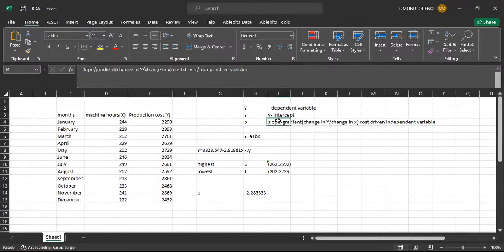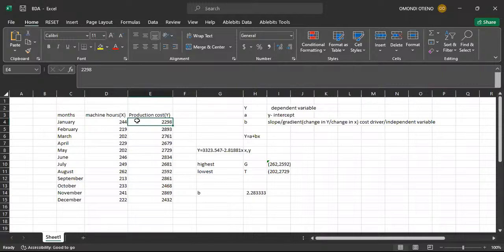What are the names that we gave to B? It is slope or gradient, which is change in Y over change in X. It is the cost driver. It is the independent variable. It does not depend on anything. It determines what the outcome will be. It dictates the outcome. The machine hours will dictate what the total production cost will be. Production cost cannot dictate the total machine hours. No, it is the total machine hours that we are going to use to get the total production cost.